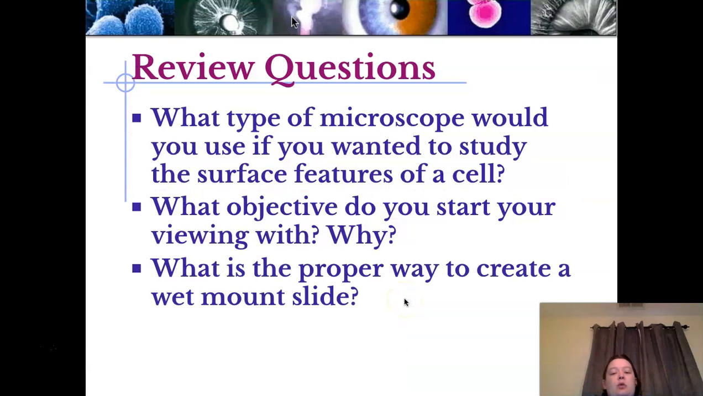So here are some review questions to help you review what we learned. You should be able to answer them. So 1, what type of microscope would you use if you wanted to study the surface features of a cell? Number 2, with what objective do you start viewing with and why? And question 3, what is the proper way to create a wet mount slide? You should be able to answer those if you watch the video.